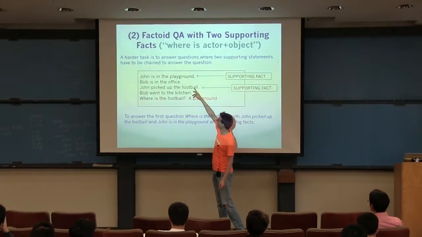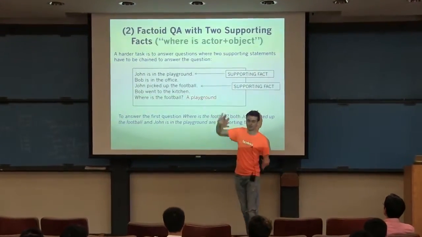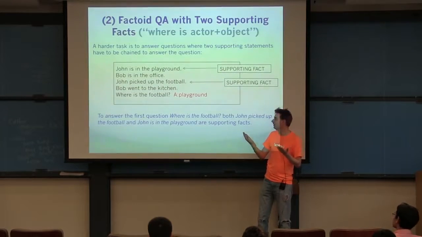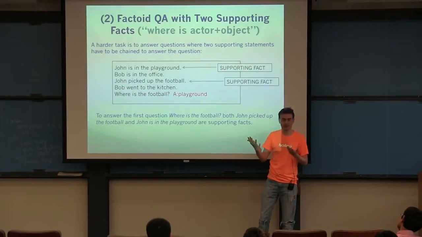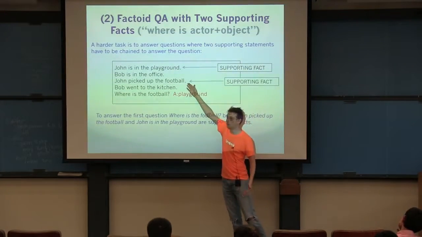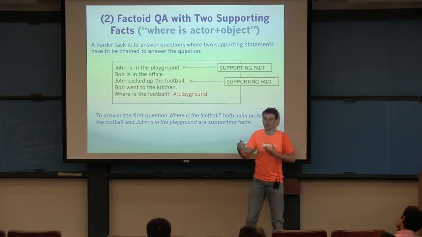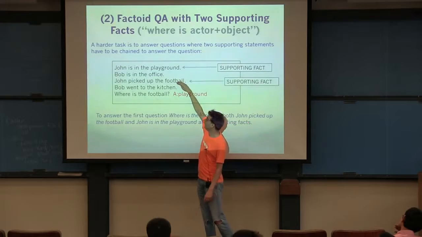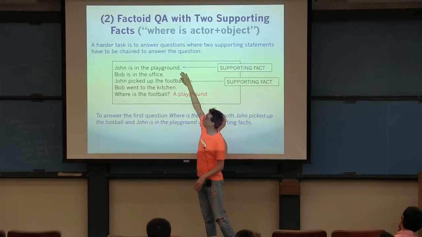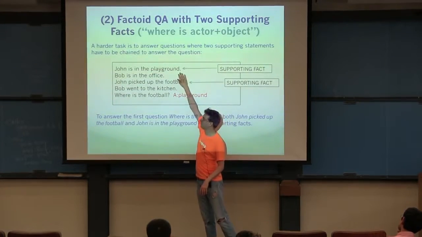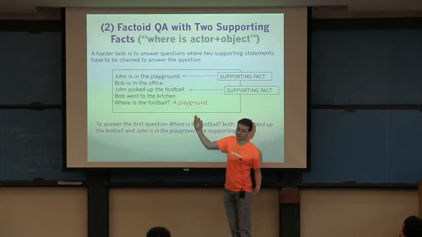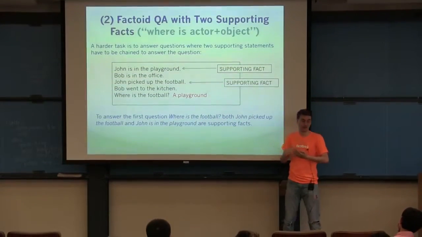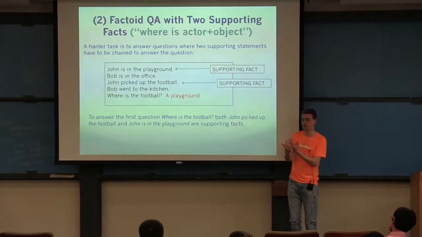So it finds that John picked up the football, but it's still not able to get the answer from that, right? It doesn't actually say which location the football is in. So now it needs to go and find another supporting fact, given that it now knows that John has picked up the football, which gives more information. And with this other one, it now knows John has the football, and it knows that John is in the playground from the first one, right? So it can find the second one conditional on the first one and the question, to collect both of the supporting facts.